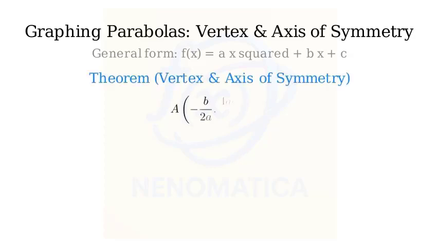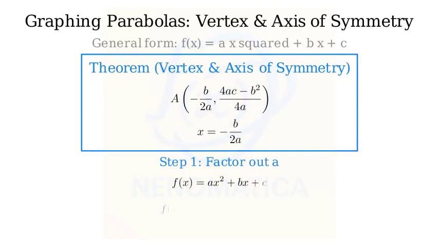Theorem: for f of x equals ax squared plus bx plus c. 1. The vertex is the point A with coordinates open parenthesis negative b over 2a, comma, 4ac minus b squared over 4a, close parenthesis. 2. The axis of symmetry is the vertical line x equals negative b over 2a.